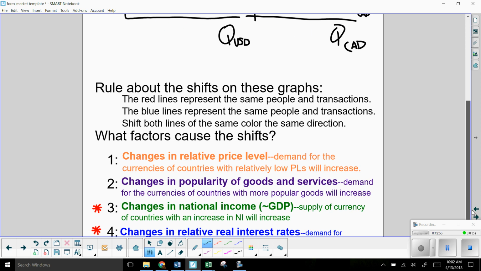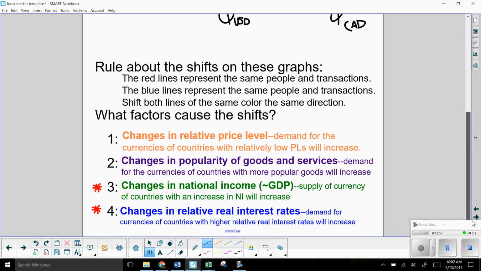Well, if American goods got cheaper, Canadians would want to buy more American goods. Likewise, if Canadian goods got more expensive, so that's a change in the relative price level going on there. And in this case, this would be the US price level becomes relatively lower than the Canadian price level.